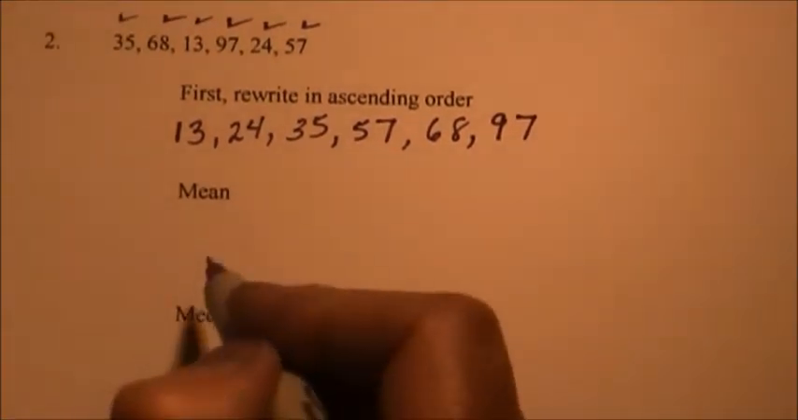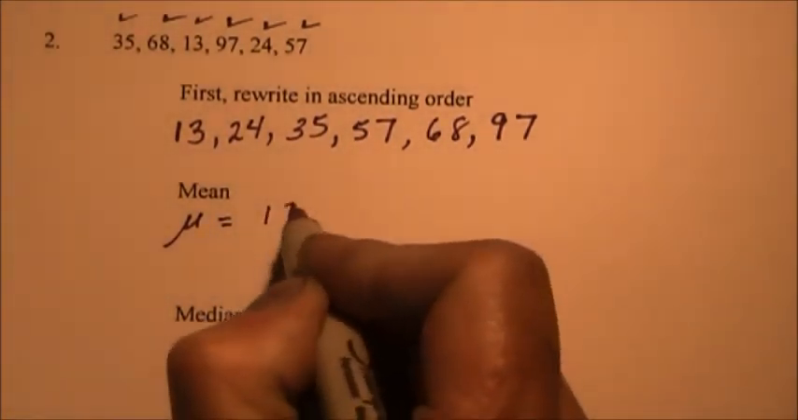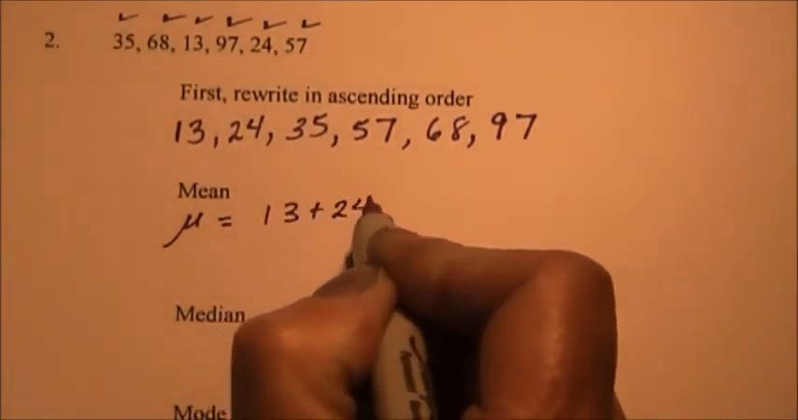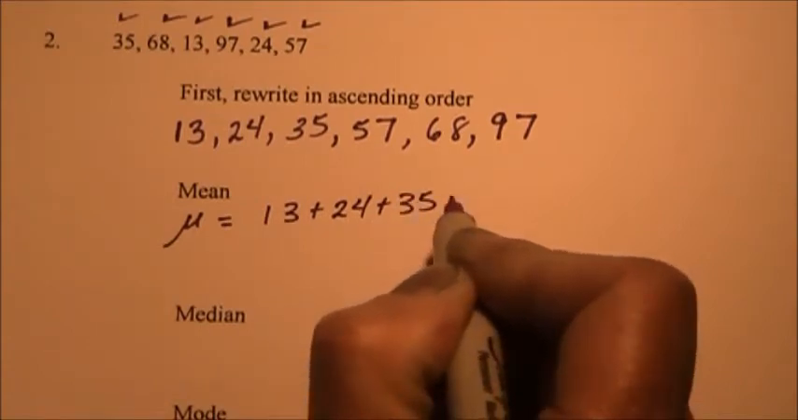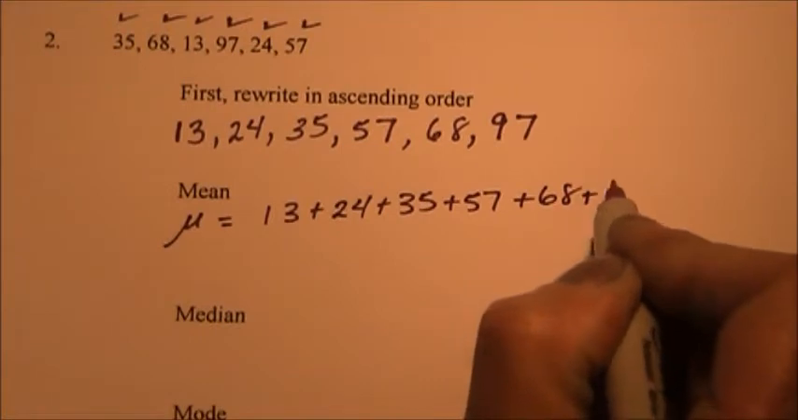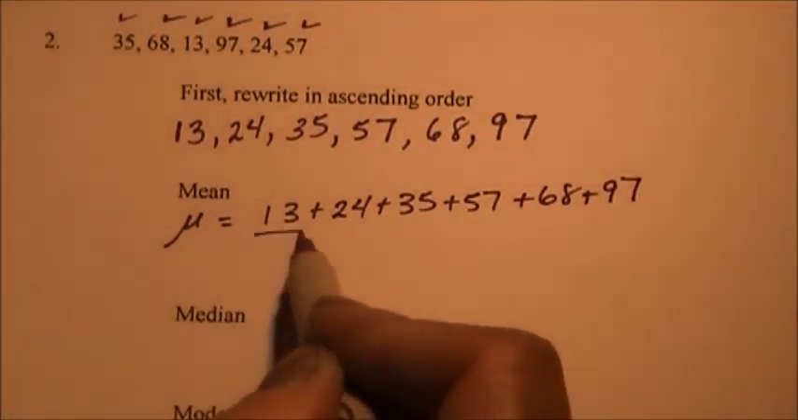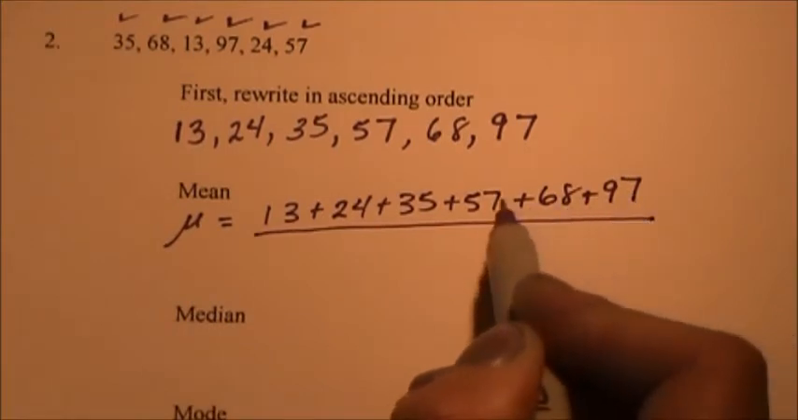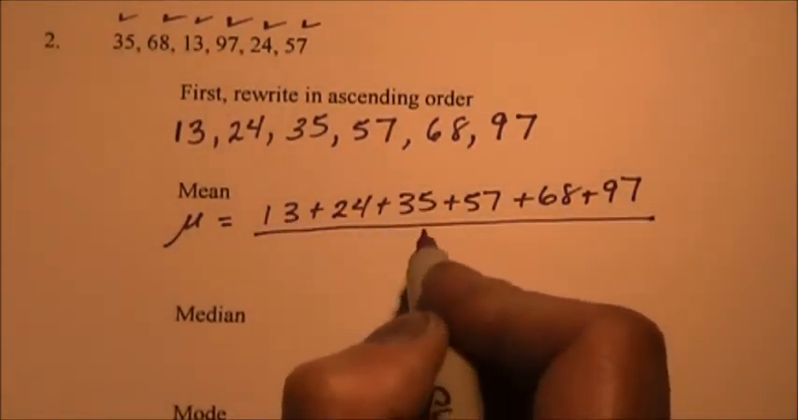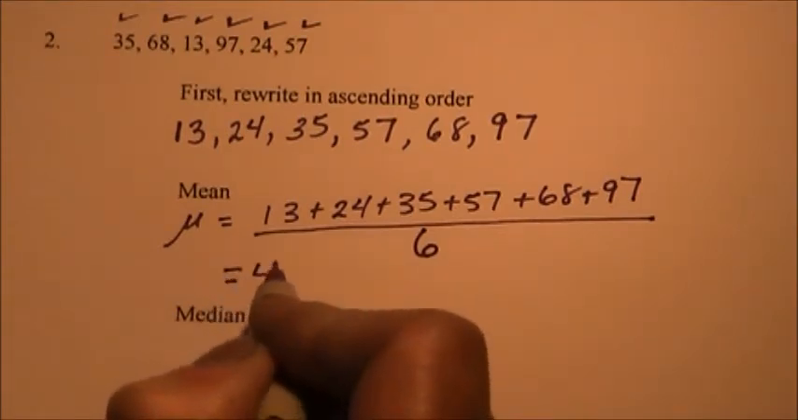Our mean, there's our symbol for the mean. We are going to add them together. And we're going to take that and divide by the number of numbers we added. 1, 2, 3, 4, 5, 6. So we're going to divide by 6. And when we go and do that, we get 49.